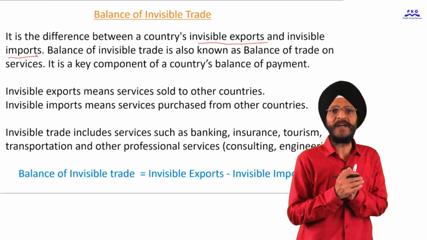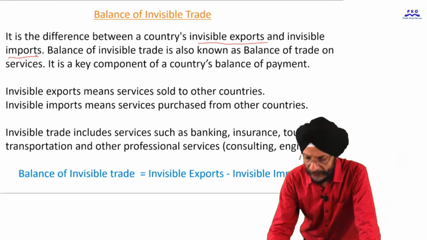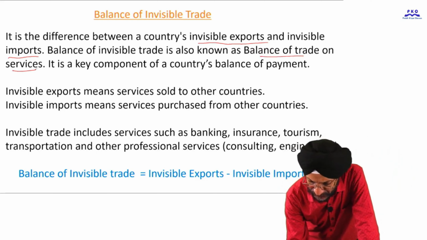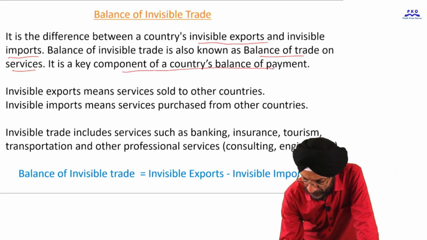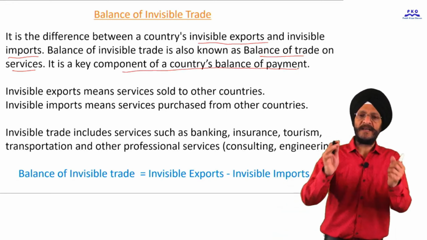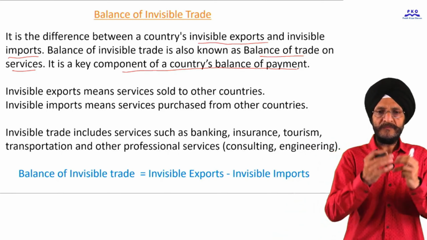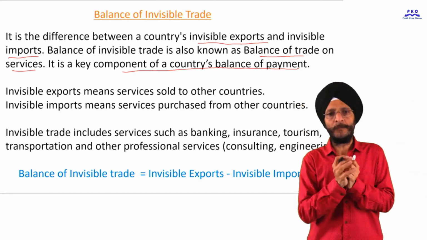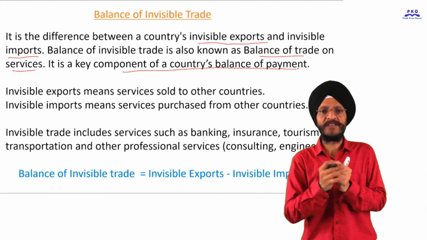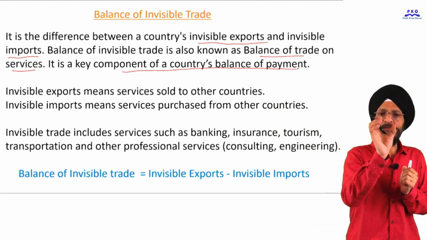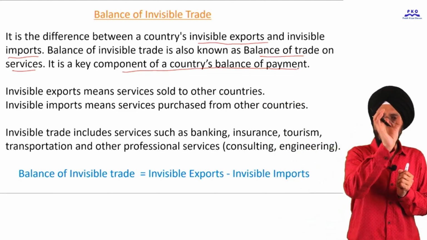Balance of invisible trade is also known as balance of trade on services. It is a key component of balance of payment. We discussed that balance of payment has three components: current account, capital account and financial account, and balance of invisible trade comes under the head current account.